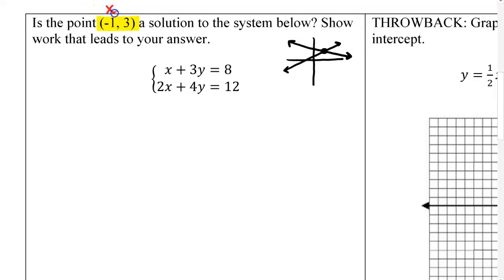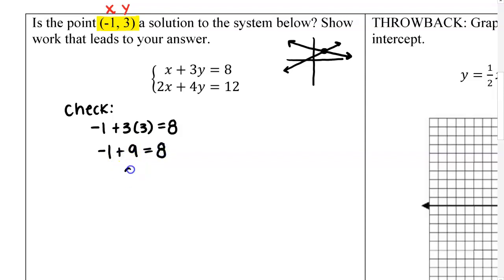So in the point that we're given, we see x is -1 and y is 3. So for this top equation, anywhere I see an x, I'm going to put a -1. Anywhere I see a y, I'm going to put a 3. So I'll have -1 plus 3 times 3 equals 8. I'm checking to see if I evaluate the left-hand side, if it matches. And it does. This means -1, 3 is on the first line. So this is line 1.